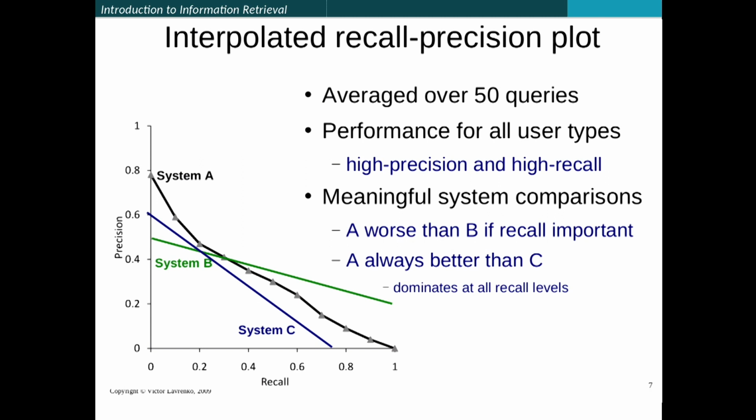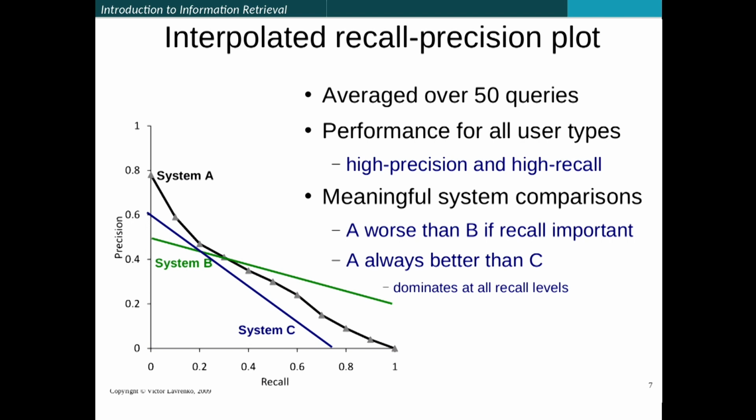Question: is system A better or worse than system C? Well, system A, according to this curve, has always both precision and recall better than system C, so definitely it is better. There is no reason to select C instead of A, because both precision and recall are always better.